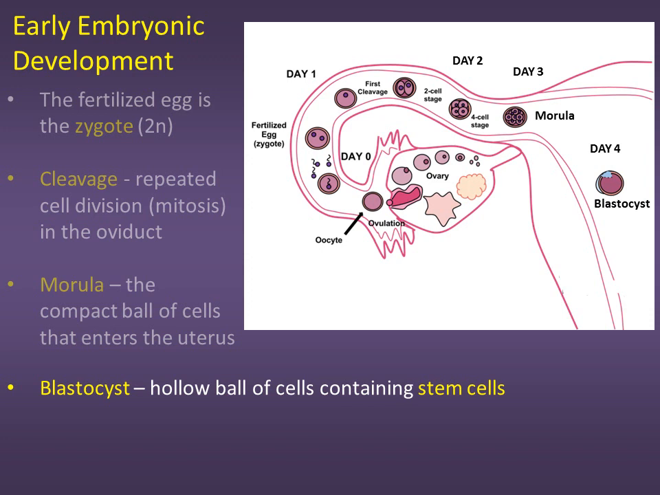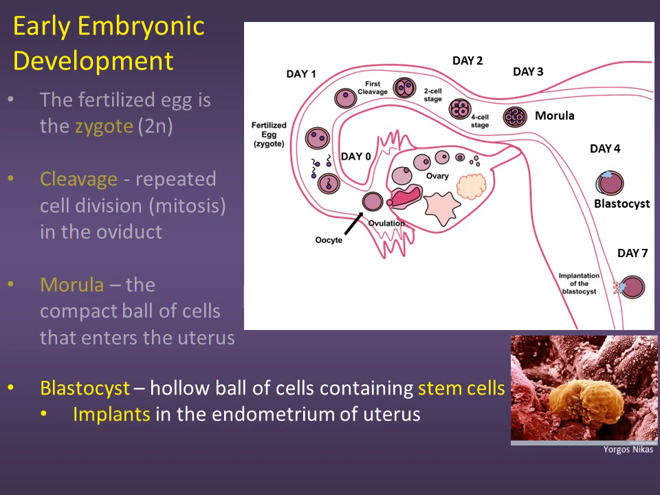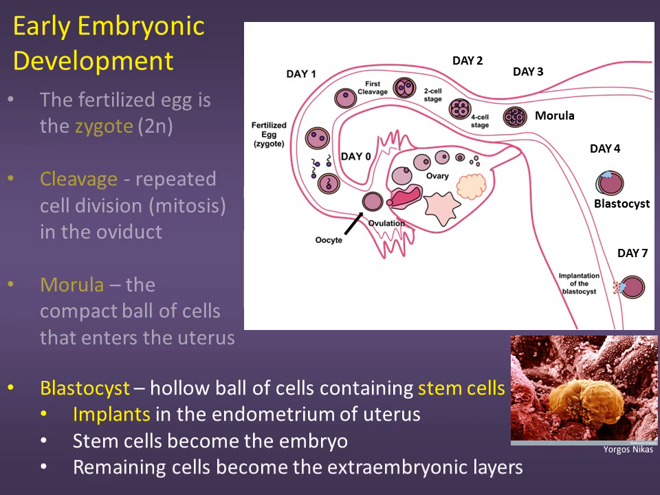Now, inside this hollow ball of cells are a group of cells that are the stem cells. These are undifferentiated cells that will become the future organism, while the outermost cells become the extraembryonic layers. So this blastocyst is what actually implants into the endometrium. So a very significant event in embryonic development. The stem cells become the embryo, while the remainder of the cells become the extraembryonic layers like the placenta.